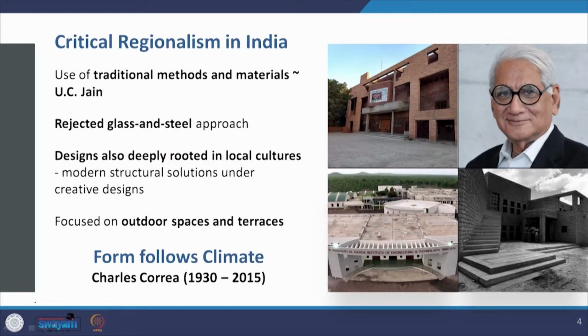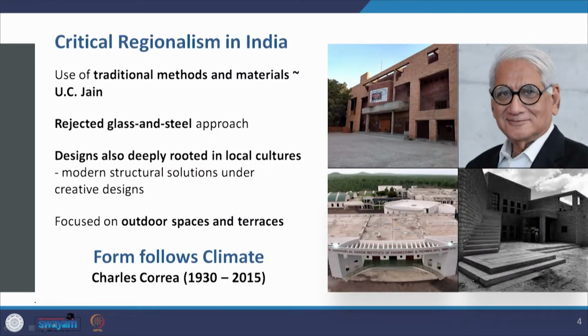We had last time seen the use of traditional materials and methods in the work of UC Jain in the Jodhpur University. We had also seen, for example, the way he has designed the brise soleil in Jodhpur University and the Balotra City Hall, and how that is akin to the modern brise soleil of Corbusier, but different because it responds to the climate of Rajasthan. It is built using local materials. He rejected the glass and steel approach, as most critical regional architects have done. Designs are also deeply rooted in the local culture, and modern structural solutions are under a creative design.